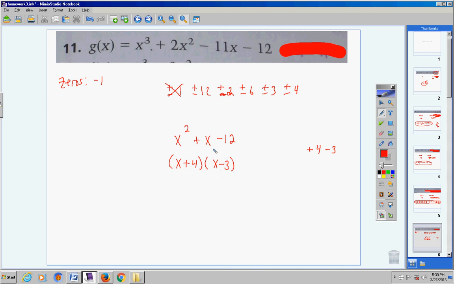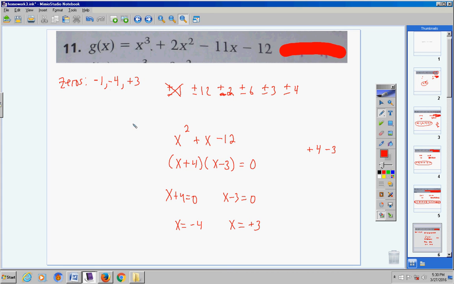Now take each group. Remember, this should be set equal to what? 0. That's what we're doing, guys. We're finding zeros. So if you factor it, set it equal to 0. So take this group, set it equal to 0. Take this group, set it equal to 0. X equals negative 4. X equals positive 3. So there's your zeros. Negative 1, negative 4, positive 3.